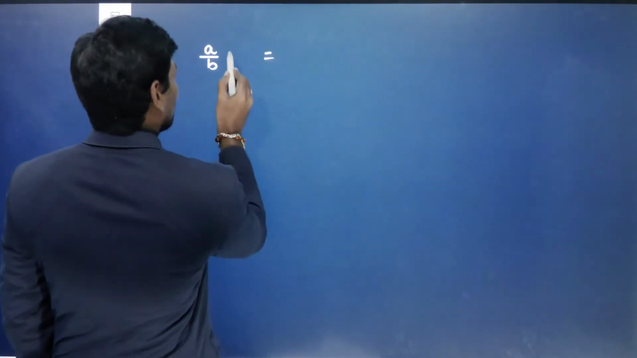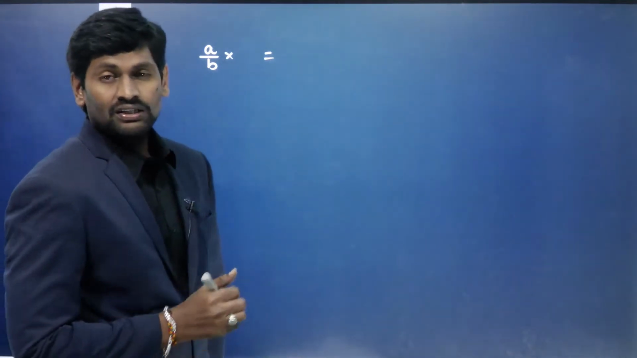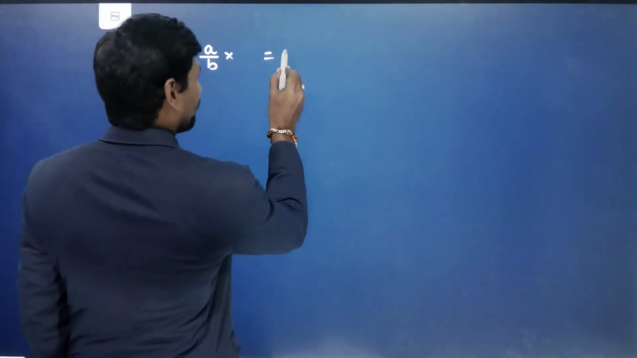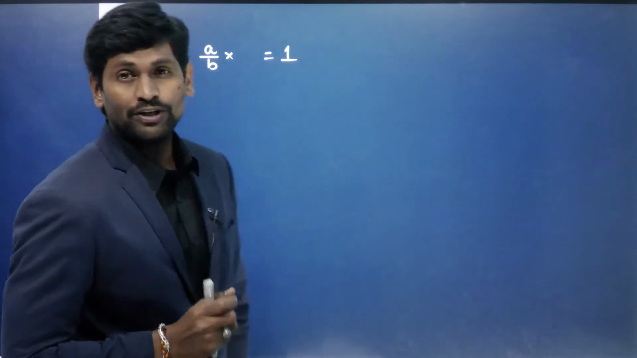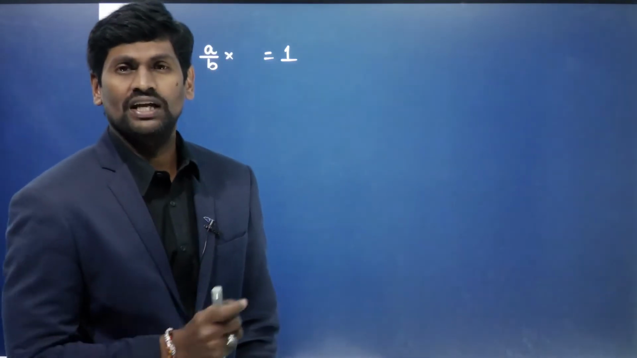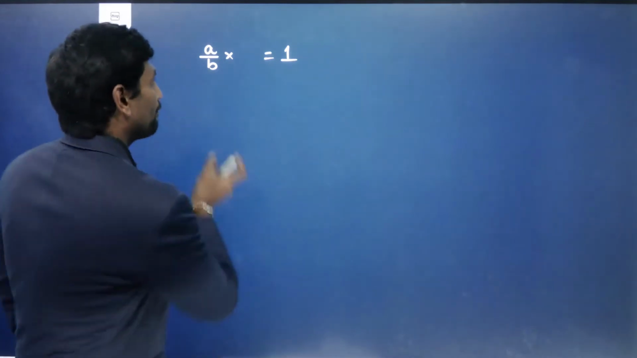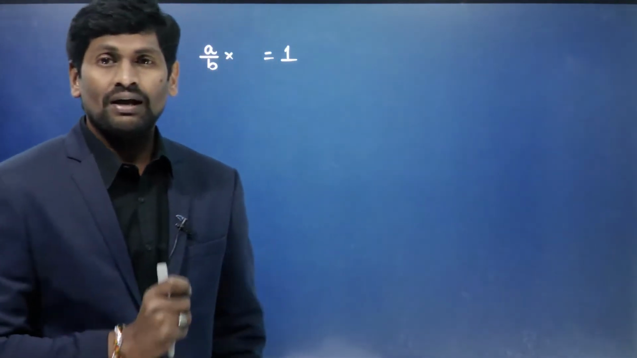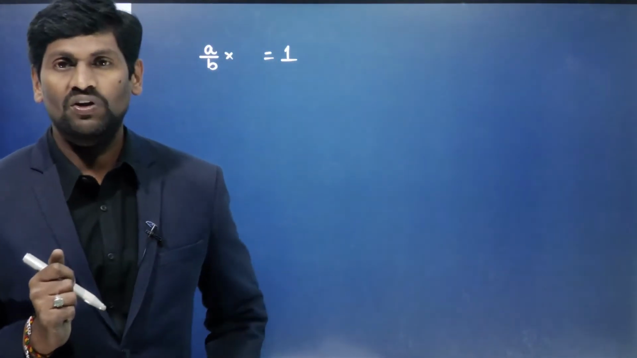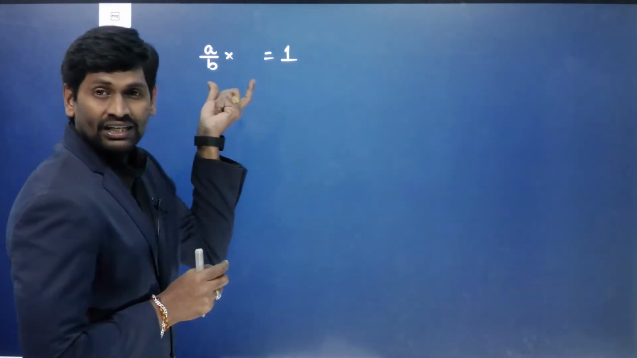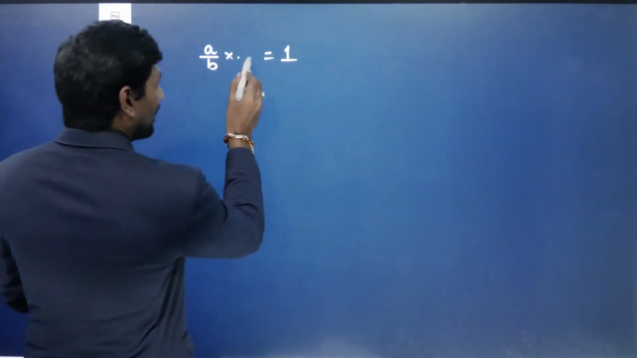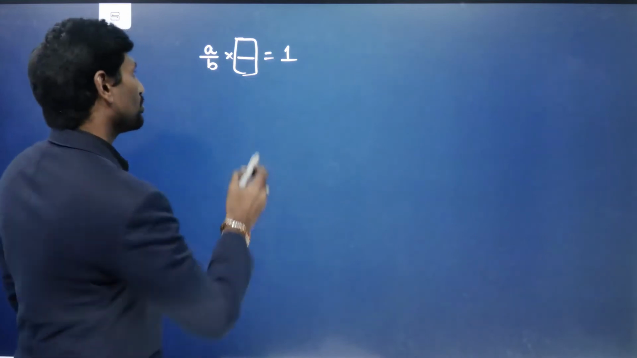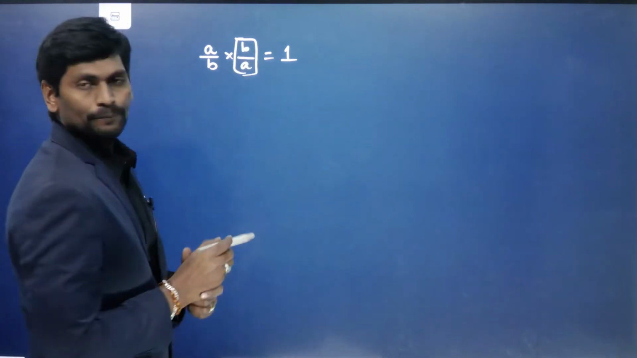and this a by b fraction is multiplied with some other fraction, then the answer will be 1. That means when you multiply any two fractional numbers, their product is giving answer 1, then the two fractional numbers are called multiplicative inverse of each other. For example, I am taking a fractional number a by b, I am multiplying with some other number to get the answer 1. So what would be the number? It is b by a.